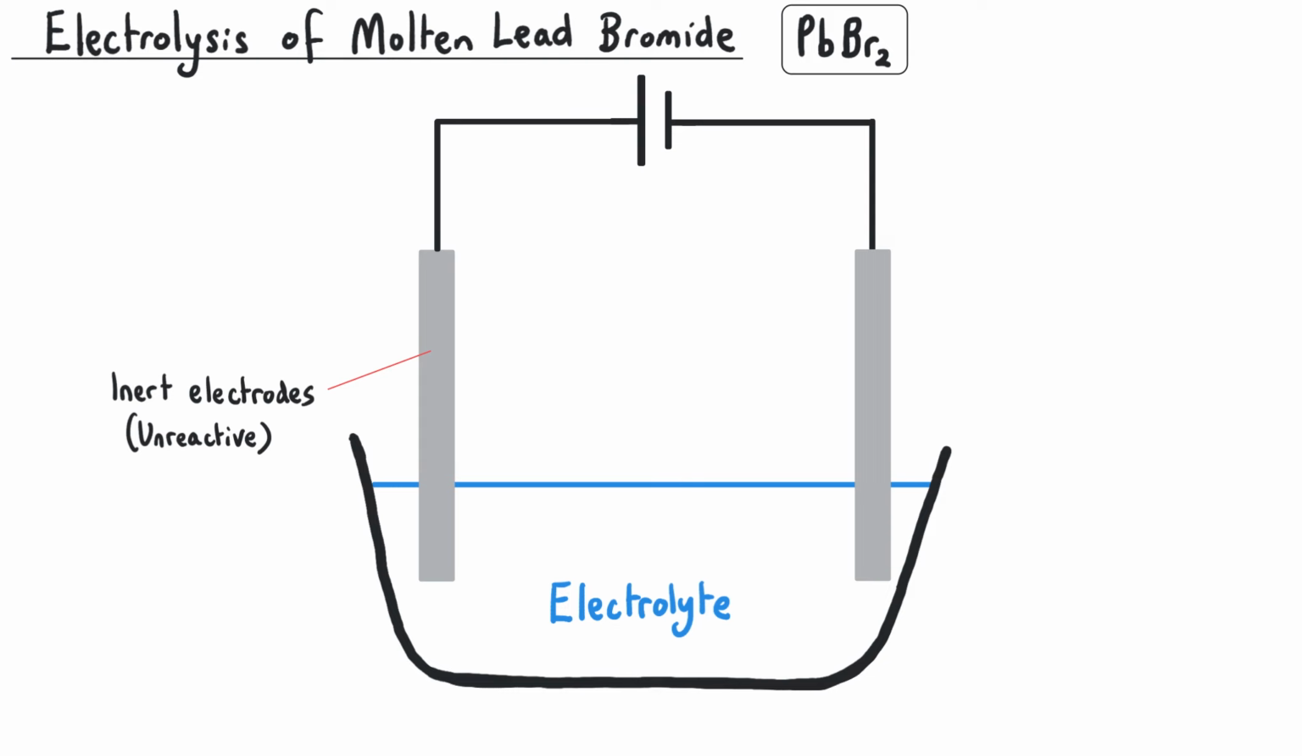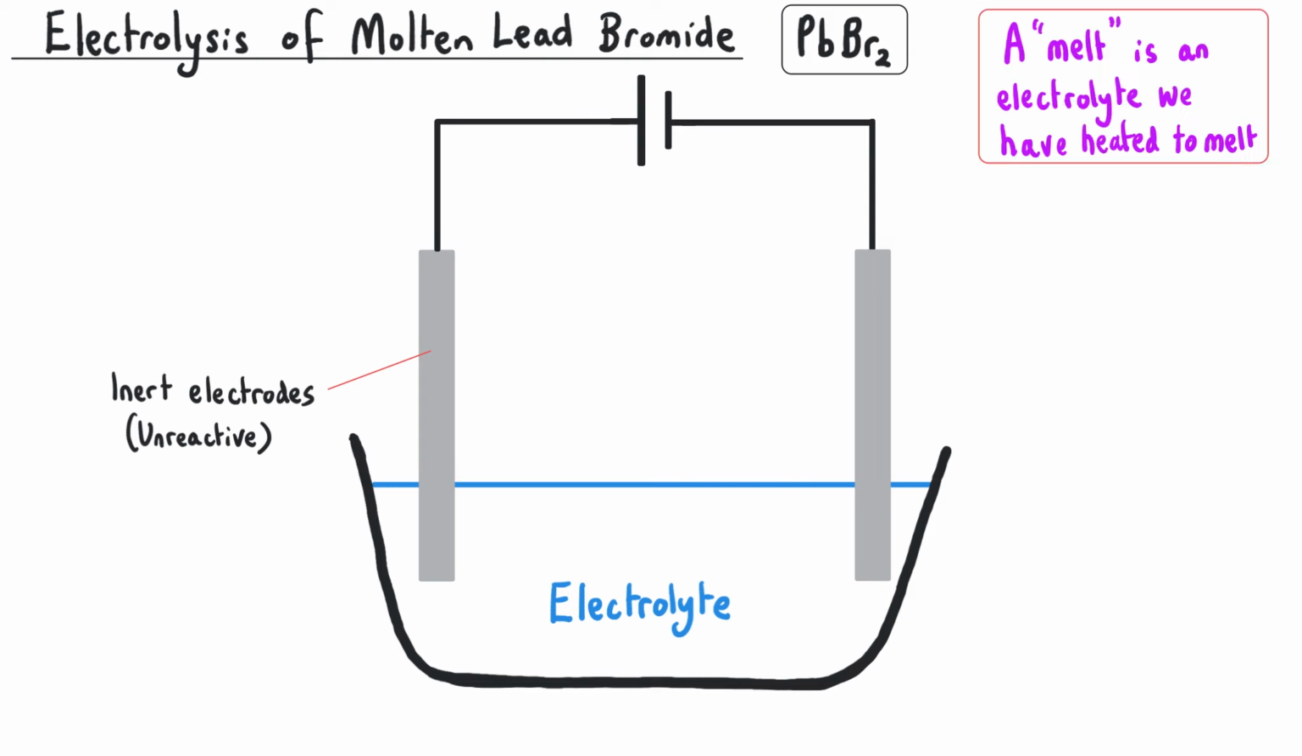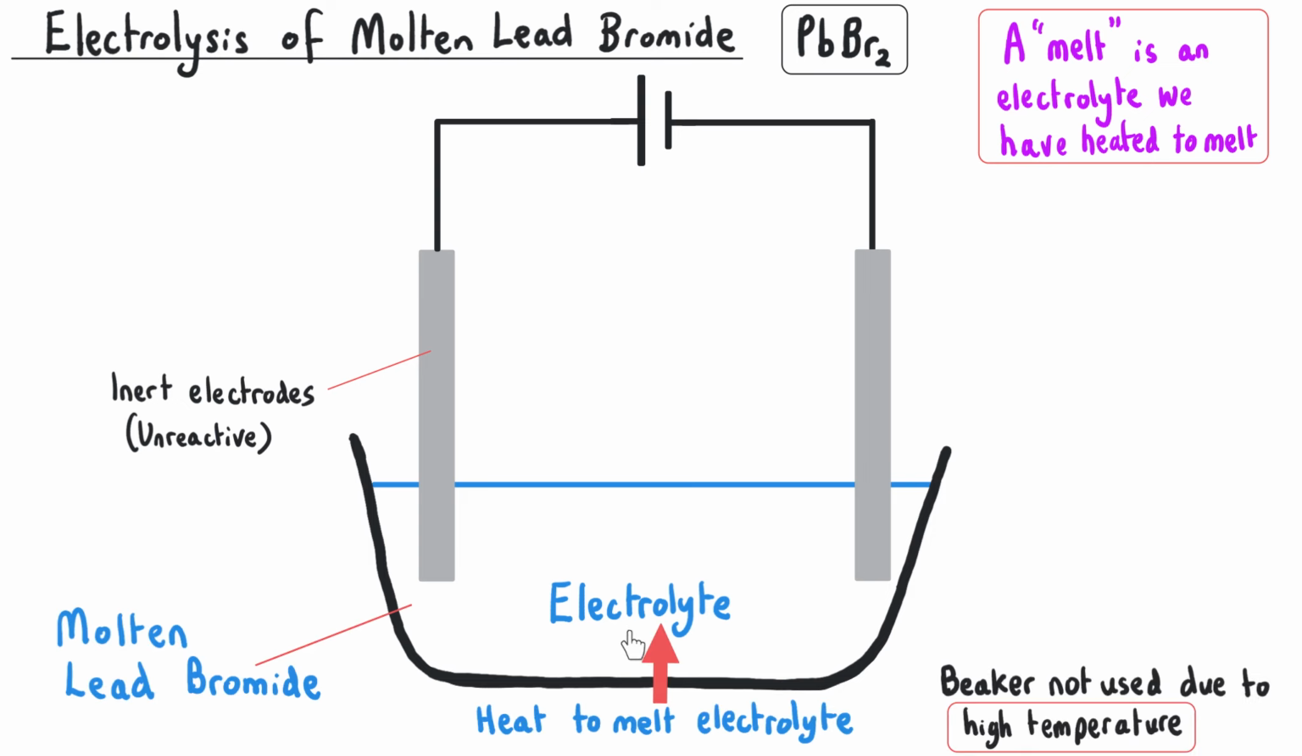You need to know about the electrolysis of molten substances, sometimes referred to as melts, and we're going to take a look at lead bromide. In my container, I have my electrolyte, which would be the molten lead bromide. In order to make this molten, we would of course have to apply a high temperature to break apart the electrostatic attractions within the ionic compound.